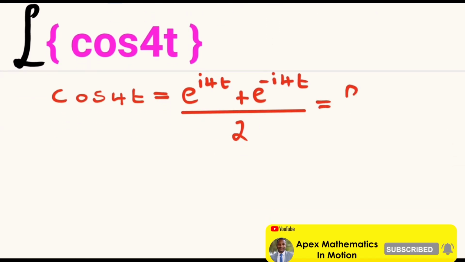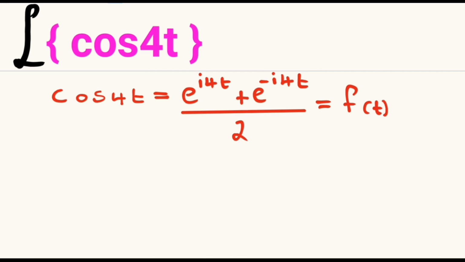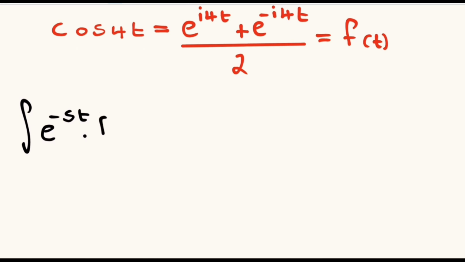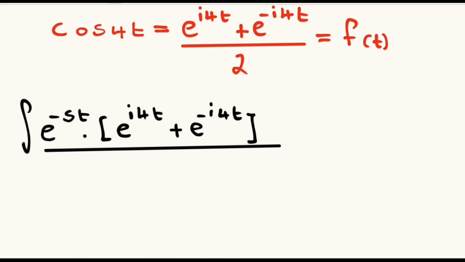And this will be equal to f of t. So we have the integral of e raised to the power negative st multiplied by our f of t, which we expressed as e raised to the power positive i multiplied by 4t plus e raised to the power negative i multiplied by 4t, and we are dividing by 2, and we are integrating with respect to t from 0 to infinity.